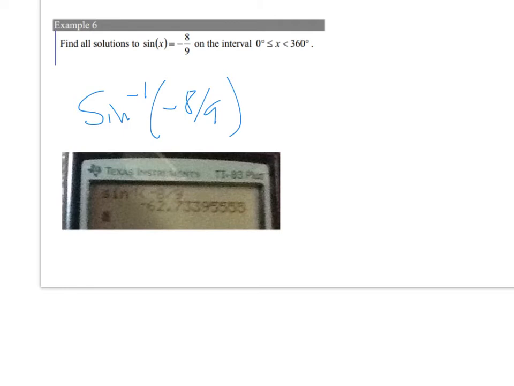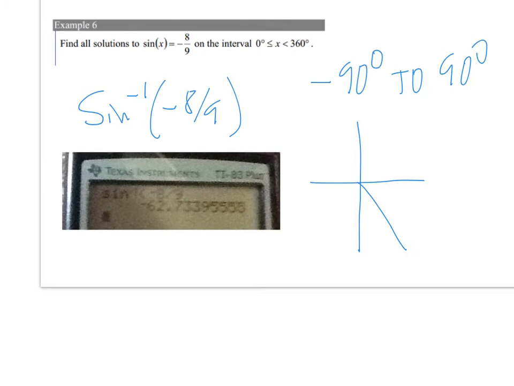So I put my calculator back in degree mode, and it gave me a negative answer. But they're expecting me to come up with an answer between 0 and 360. Why did the calculator give me this negative answer? What I'm hoping you remember is that the range for arc sine is from negative 90 degrees to positive 90 degrees. So what we need to do is think about how to convert that. Well, if it's a negative angular rotation, negative 62.7 is the reference angle.